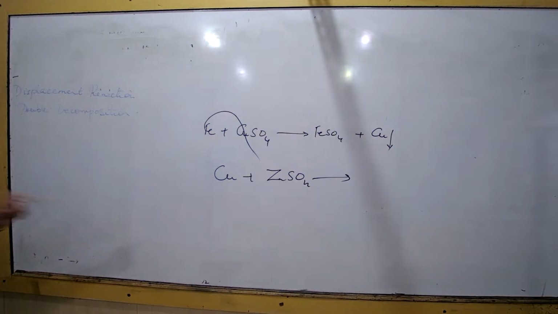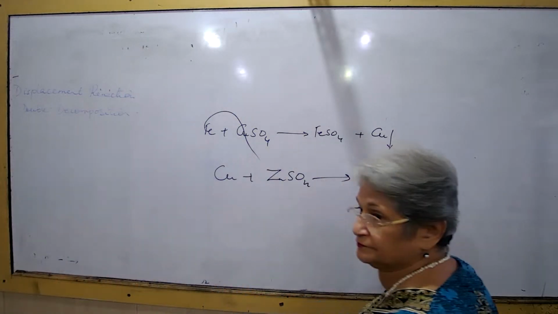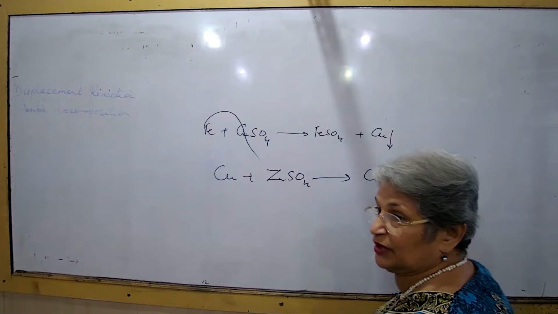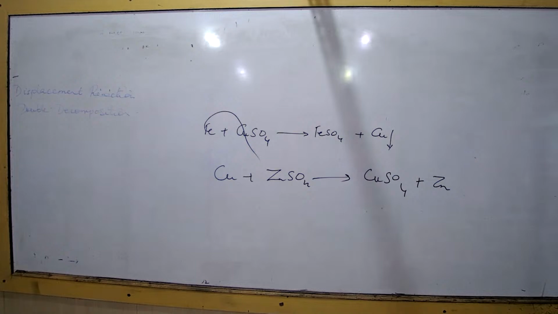Give me the reaction here. CuSO4 and then plus Zn. You are a donkey. I said 99.99%. You are 101% a donkey. Is copper more reactive than zinc? So then, what will be the reaction?